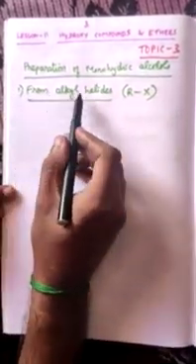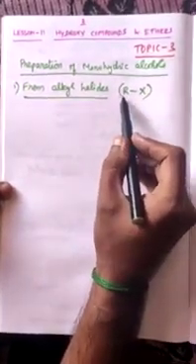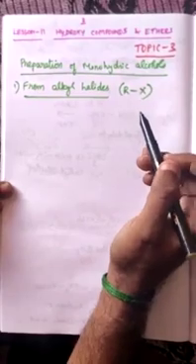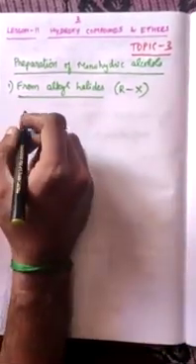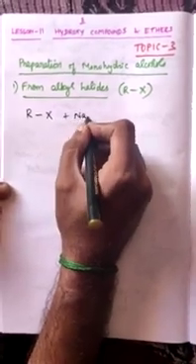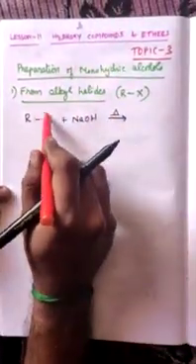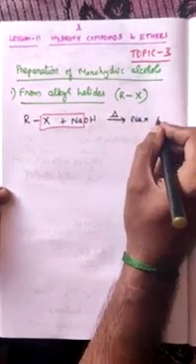First method, from alkyl halide. The symbol for alkyl halide is R-X. R means alkyl group, X stands for halide. So the general formula R-X, when it is treated with sodium hydroxide and heated, what will happen? The sodium will combine with the halogen and form NaX and the remaining R-OH.